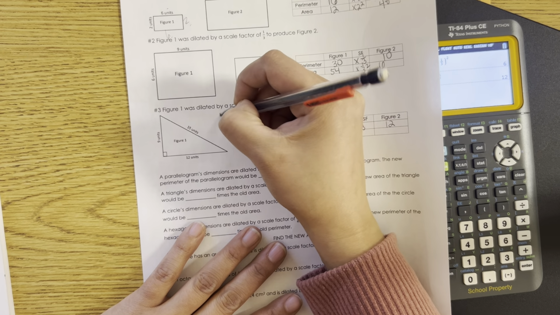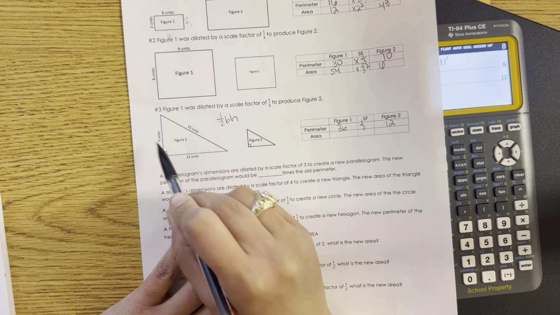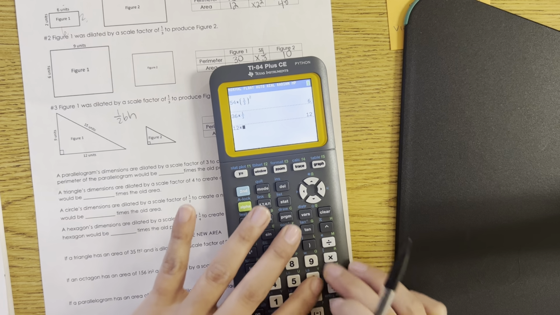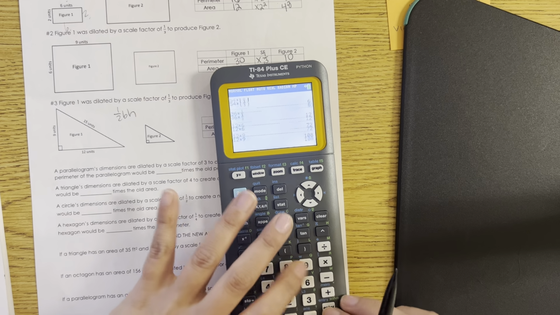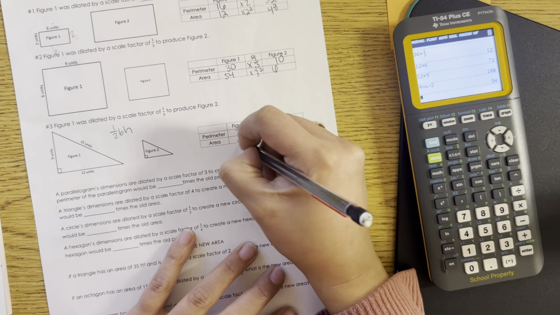Area of a triangle is 1/2 base times height. So I do 12 times 9, yes, but it's not a rectangle. So we have to do 12 times 9, and then divide by 2 since it's a triangle. So the area is 54.